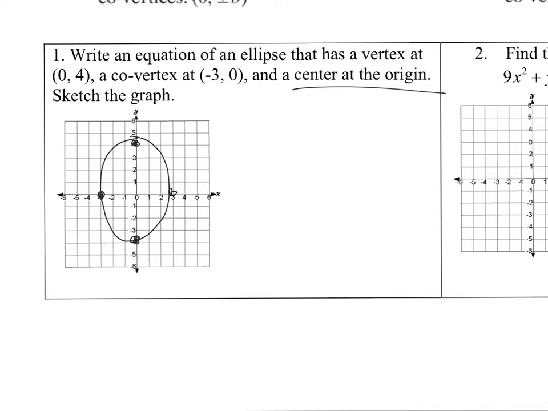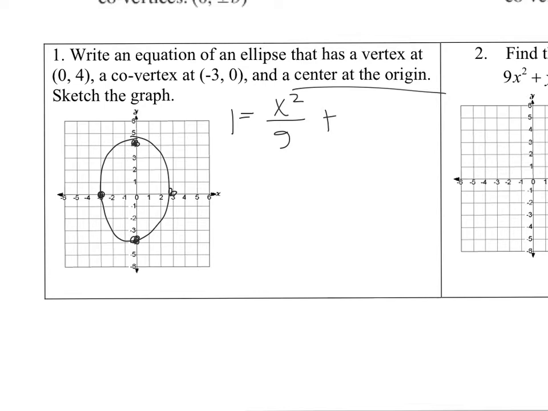I'm going to use the formula 1 equals x squared over something. To figure out what goes in the denominator of x squared, I take the distance between the center and the covertex, because this is going side to side, and square it. So it's 3 squared, which is 9. Ellipses always have a plus in between.